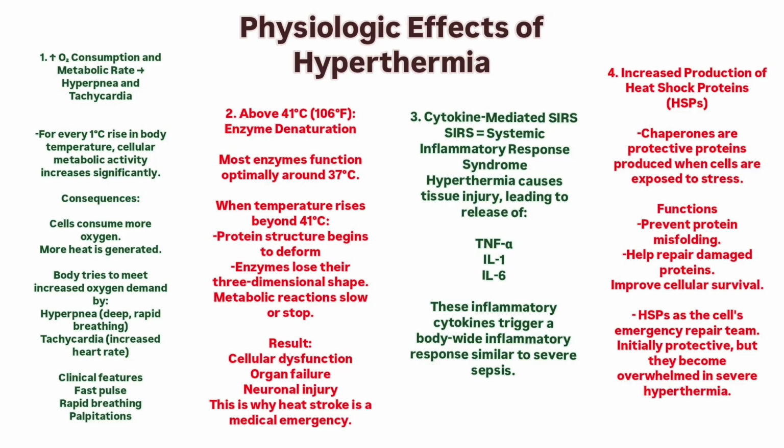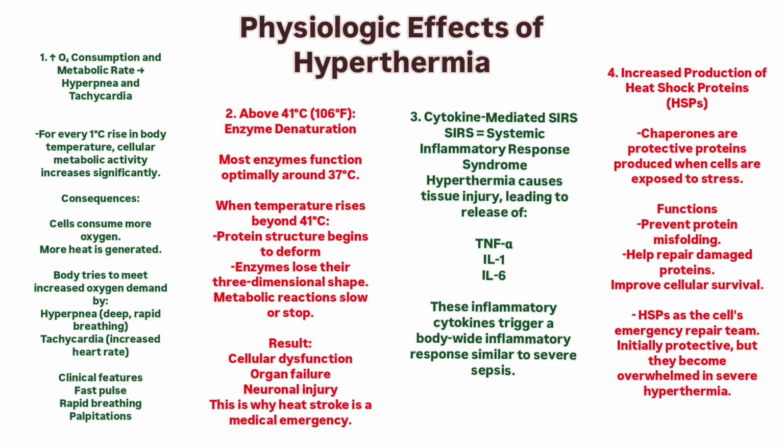Then above 41 degrees Celsius, enzyme denaturation also happens. As we all know, most enzymes function optimally around 37 degrees Celsius. When temperature rises beyond 41 degrees Celsius, the protein structure begins to deform. The enzymes lose their three-dimensional shape and the metabolic reactions slow or stop. So the result is cellular dysfunction, organ failure, neuronal injury. This is why heat stroke is a medical emergency.